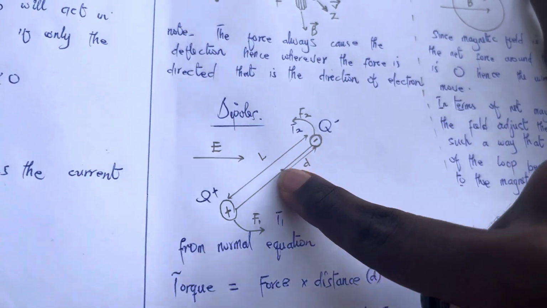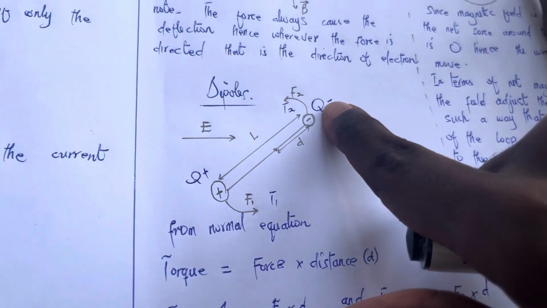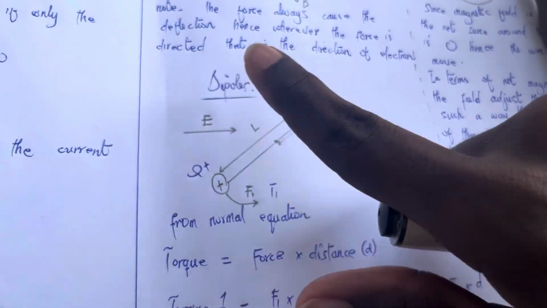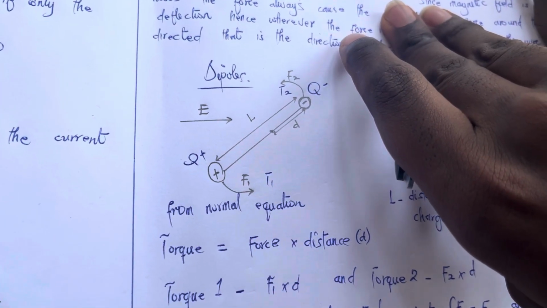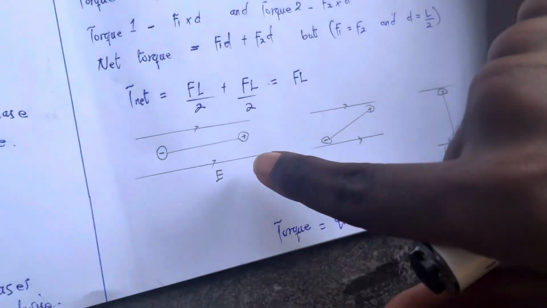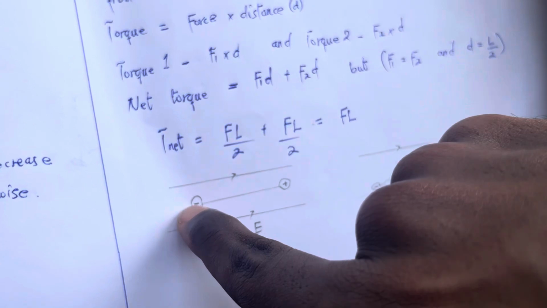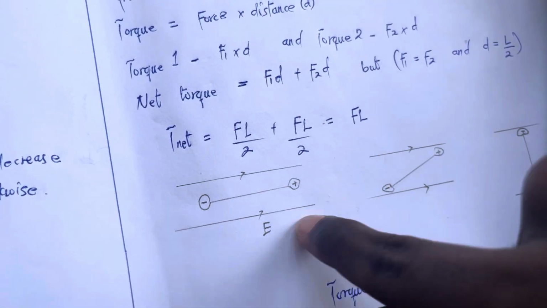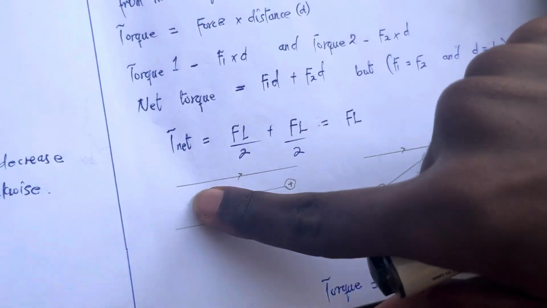You should always keep in mind that if the electric field lines and the dipole are parallel, or in the same plane, there is not going to be deflection, because at the end of the day, one force will be pulling it here, and the other force will also be pulling it here. So they will cancel out. There will be no torque, or no rotatory movement.